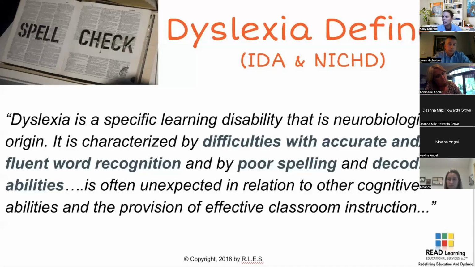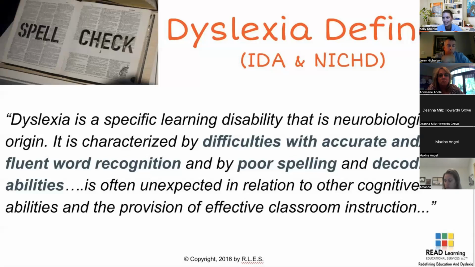So dyslexia is also characterized by difficulties with accurate or fluent word recognition and poor spelling and poor decoding. So I've got those three characteristics. I don't know if you can tell, they're kind of bolded and grayed out, because those are the three most common characteristics for people with dyslexia. If you're dyslexic, you have problems with accurate reading, you have problems with spelling, and you have problems with your fluency. And by accurate reading, I mean sounding words out.